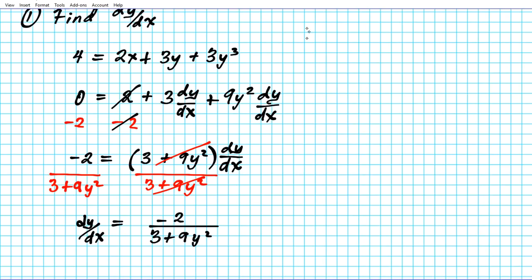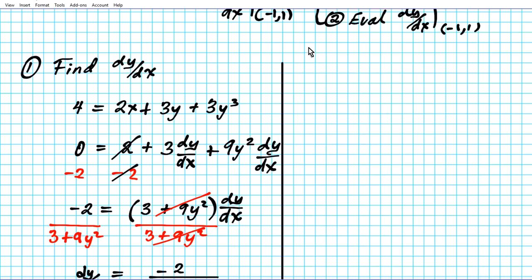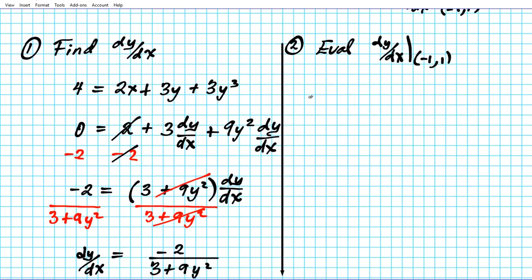Okay? All right, now we are done with part 1. Now we need to do part 2. Remember what part 2 is? Part 2 is to evaluate. So part 2, we're going to evaluate the derivative at the point of tangency at negative 1 comma 1. Okay, so let's go ahead and do that. We're going to have dy/dx evaluated at negative 1, 1. This simply means plug in negative 1 for all the x's and 1 for the y's.